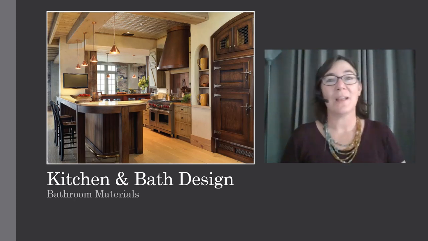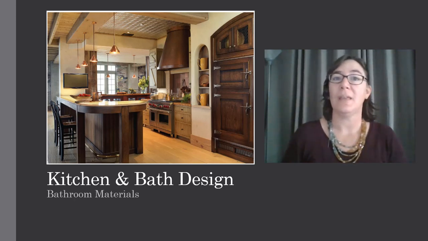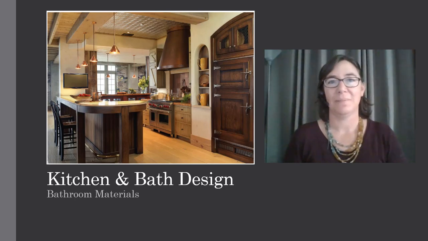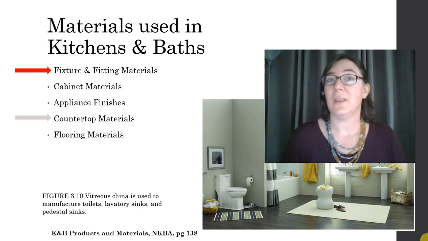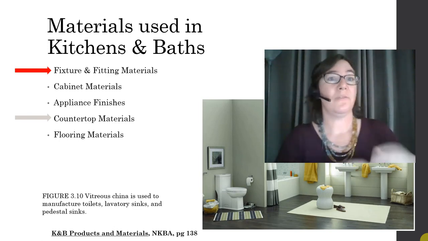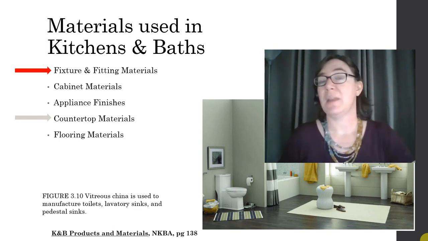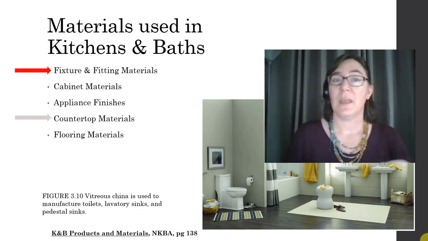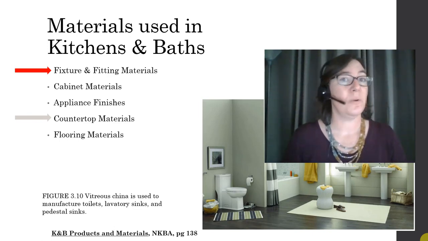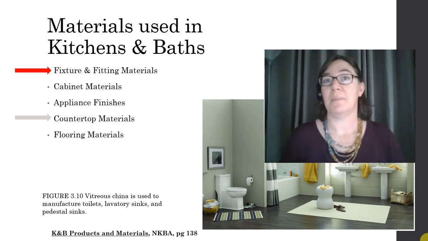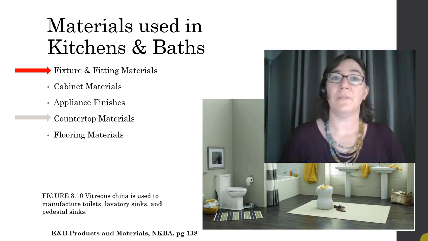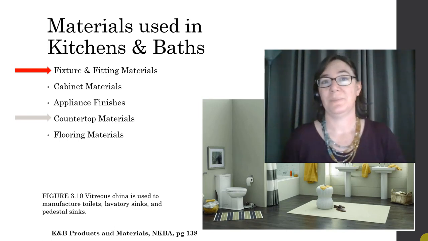Hi everyone, let's talk about some of the materials used in kitchen and bath design. There's lots of different materials that you use in kitchens and baths, including fixtures and fittings, cabinets, appliance finishes, countertop materials, and flooring. We previously have talked about the countertop materials. This week we'll cover the fixtures and the fittings.